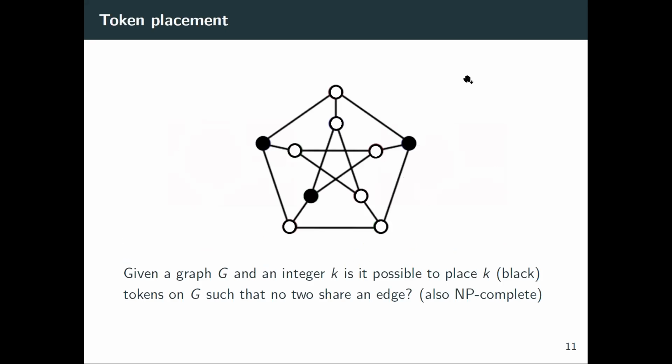The final example that I will mention, which will be basically what we will focus on in the rest of the talk, is token placement, I call it. But as you will all guess, this is the famous independent set problem. But we will look at it as a token placement problem because it will be more useful for the rest of the talk. So you're given a graph G and an integer k. And the question is, can you place k tokens on your graph, k black tokens, so that no two of these tokens share an edge? And of course, we all know that this is an NP-complete problem.